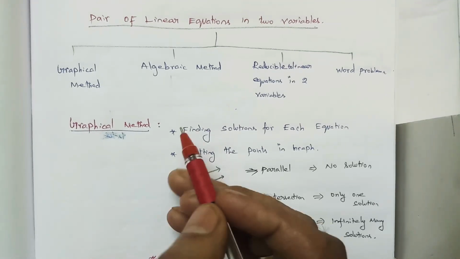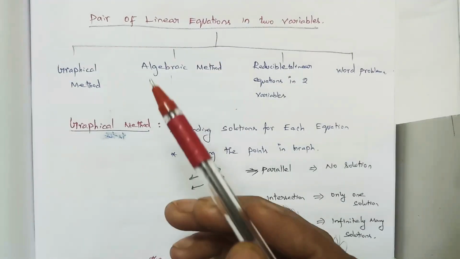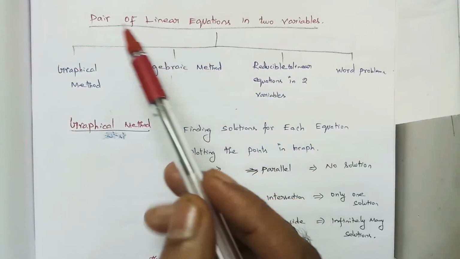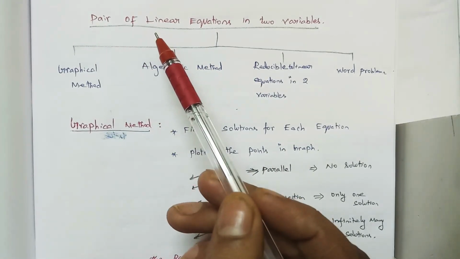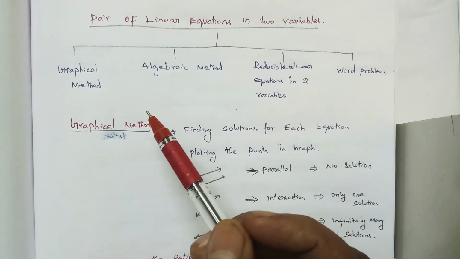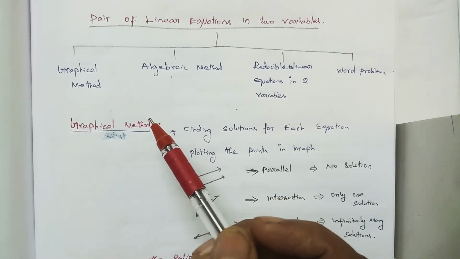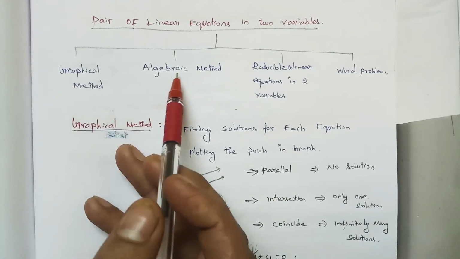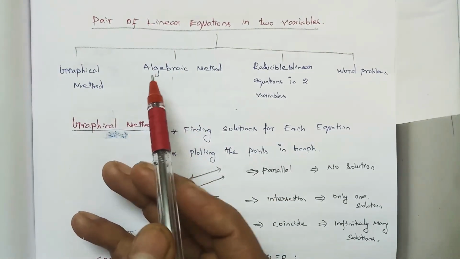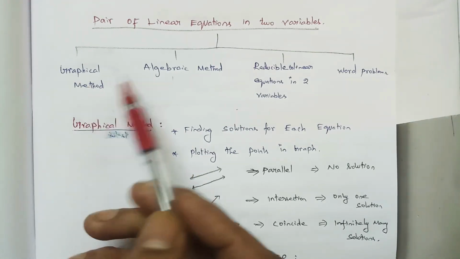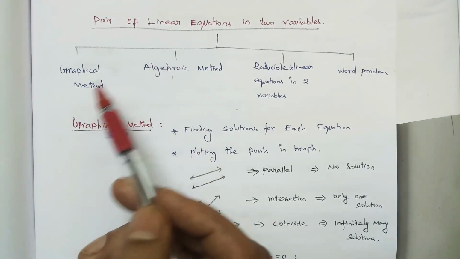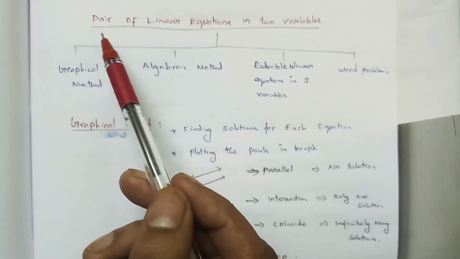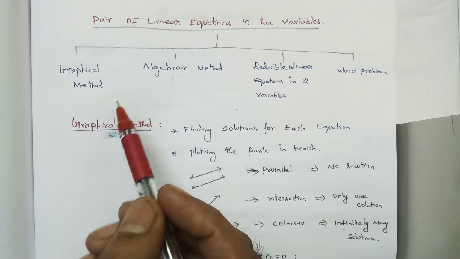First of all, we have to find a solution for the two equations. Pair of linear equations means we have two equations, and for the two equations we want to find a solution. For finding a solution, we have two methods. The first method is the graphical method and the next method is the algebraic method. By using these methods we find the solution for this pair of linear equations.